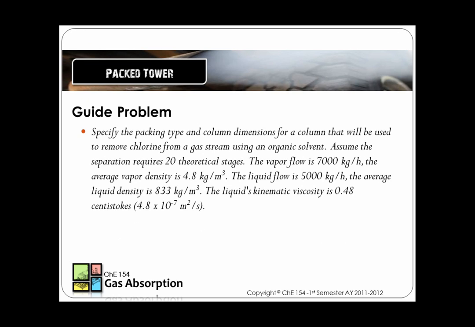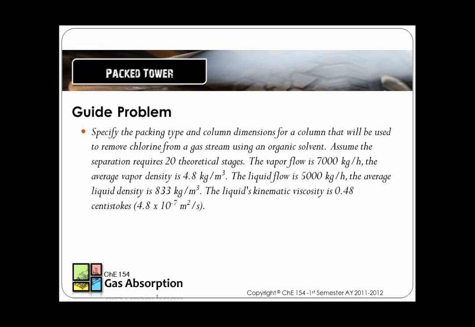Specify the packing type and column dimensions for a column that will be used to remove chlorine from a gas stream using an organic solvent. Assume the separation requires 20 theoretical stages. The vapor flow is 7,000 kg per hour. The average vapor density is 4.8 kg per meter cube. The liquid flow is 5,000 kg per hour. The average liquid density is 833 kg per meter cube. The liquid's kinematic viscosity is 0.48 centistokes or 4.8 times 10 raised to negative 7 meters squared per second.